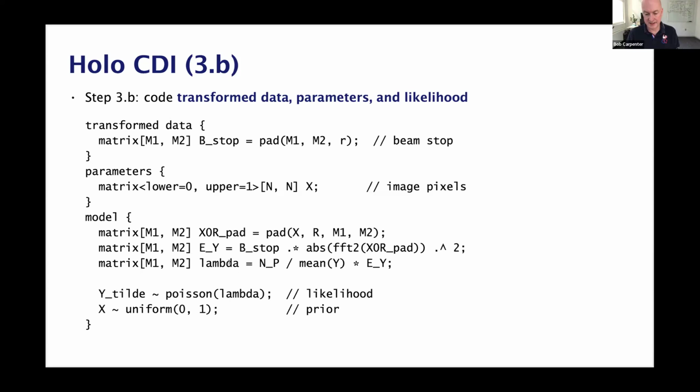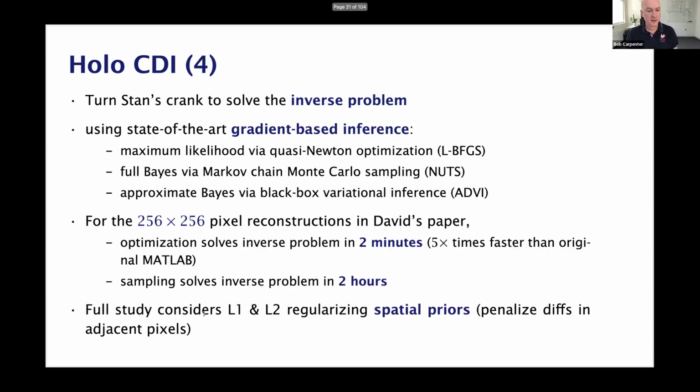We figure out what the expected number is, lambda here, and as we said, the likelihood is just a straight up Poisson observation. Our prior is just going to be uniform, right? So we just literally code this process up in Stan pretty much as written in the math. This took us like 2 hours to get this working. Then we turn Stan's crank to solve the inverse problem. We do this using LBFGS. We also fit it with NUTS and ADVI. We have a paper where we go over all this.